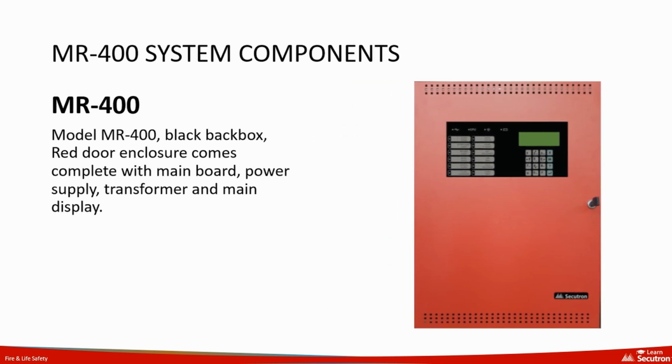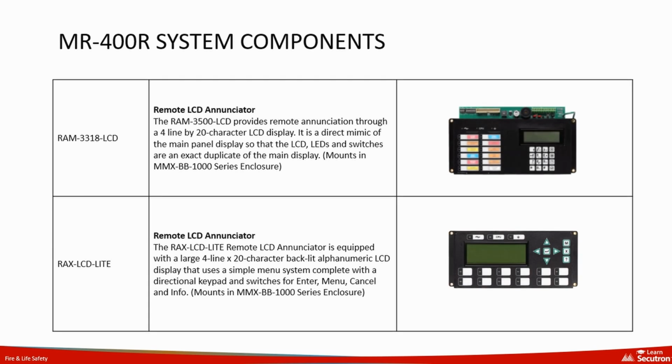The MR-400 includes a black back box and a red door enclosure. Inside, it contains the main board, power supply, transformer, and the main display. The system components include the RAM3318 LCD and RAX LCD light remote annunciators. The RAM3318 LCD allows for remote annunciation and duplicates the main panel's display, including the LCD, LEDs, and switches. The RAX LCD light offers a large backlit LCD display with a simple menu system, navigable via a directional keypad.